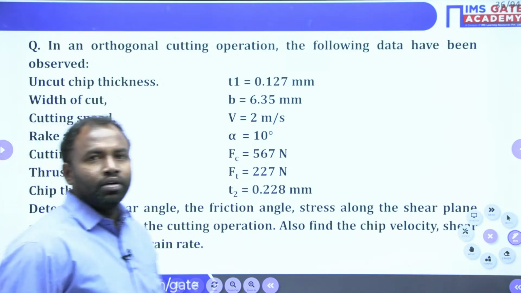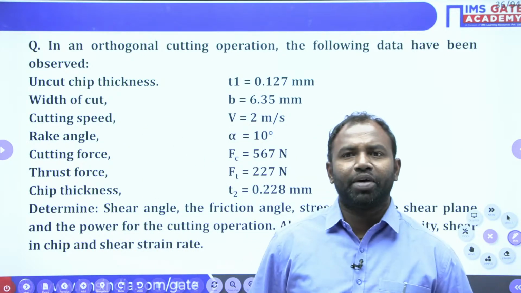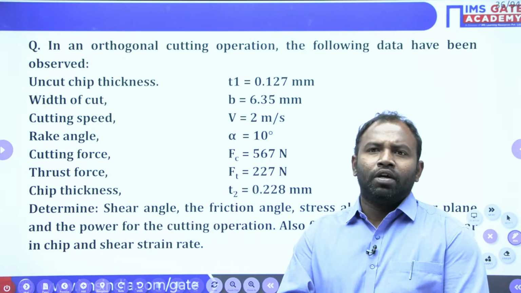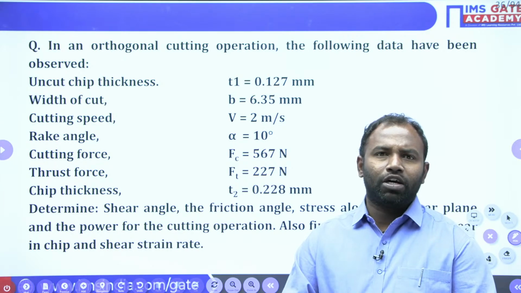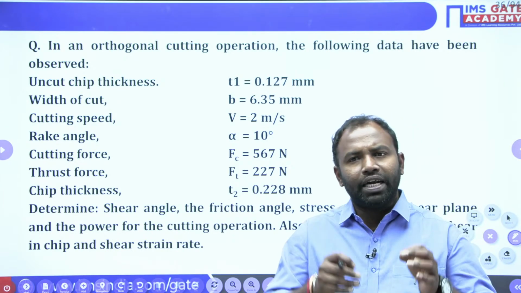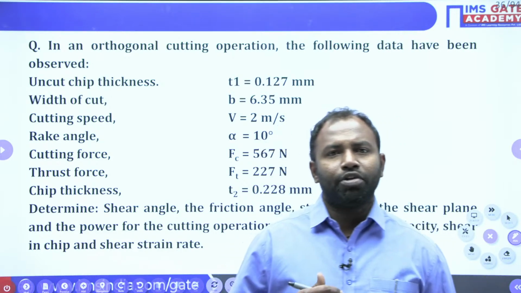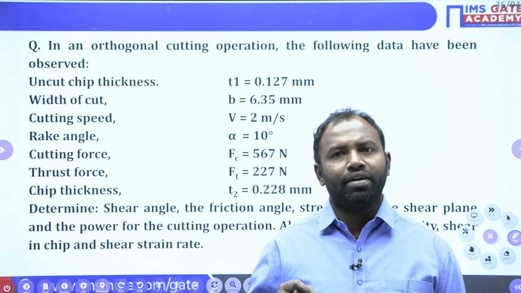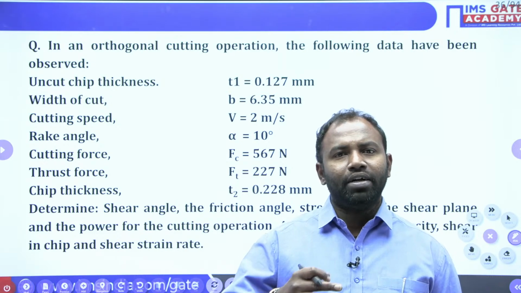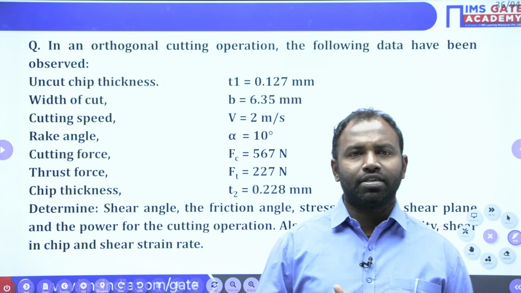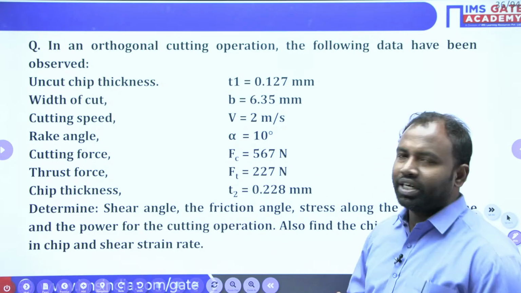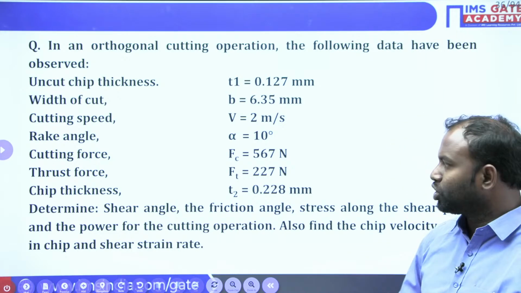Right. See this question, I now shift my talk onto metal cutting, a very important chapter, metal cutting operations. In this there is definitely a 2 marks question. Sometimes it is possible a linked answer question may come for 4 marks. Very important concept and very important chapter for GATE aspirants. Now let us have a look at the question. What is given in the question, and let me solve it.